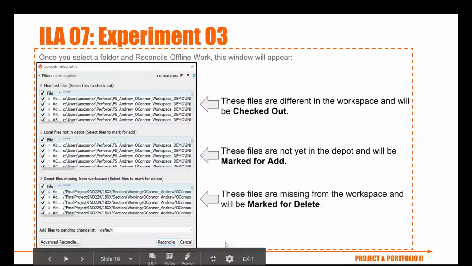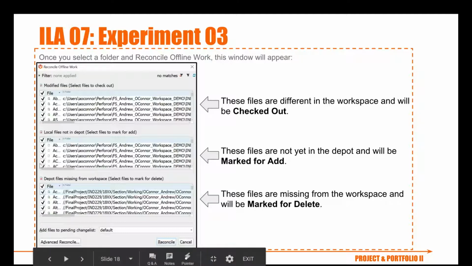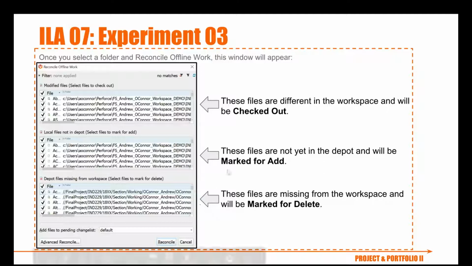Down below, Perforce says these files are in the depot, but they're missing from your workspace. Sometimes what I see happen with teams and even on individual levels is you're working in Unity and you move your files to a different folder. And then all of a sudden you go to Perforce and reconcile offline work, and Perforce has marked those files for delete, right? Because it can't find them anymore, and it's going to delete the ones that are on the depot. So make sure that you're reviewing each one of these windows and only selecting the files you actually want to submit the changes for.